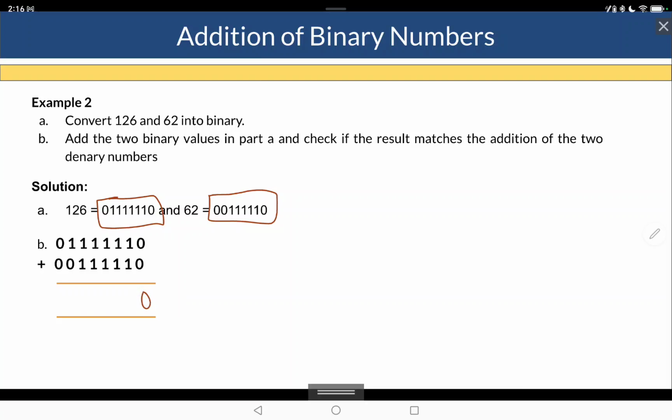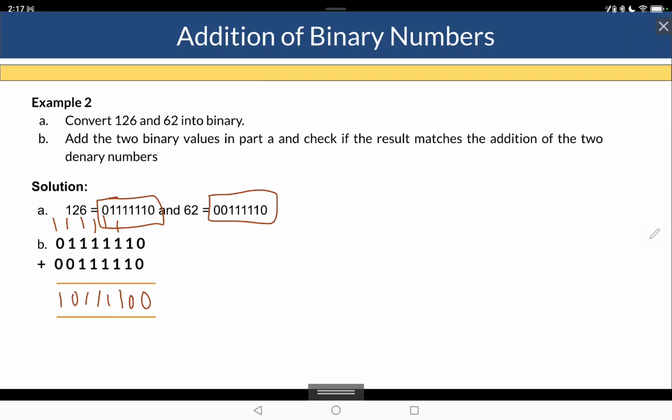1 plus 1 is 1 0. So we write down 0, we carry 1. 1 plus 1 plus 1, we have 1 1. 1 carry 1. 1 carry 1. 1 carry 1. 1 carry 1. And then we have 1 0. So 0 carry 1 and then 1.